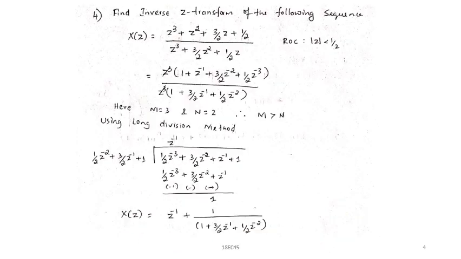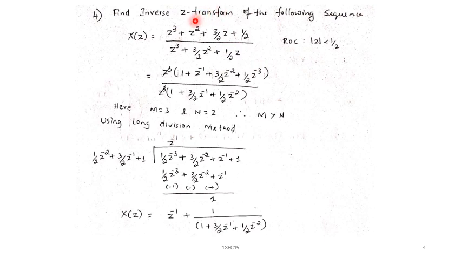So next problem, find the inverse z transform of the following sequence. X of z is equal to z cube plus z square plus 3 by 2 z plus 1 by 2 divided by z cube plus 3 by 2 z square plus 1 by 2 z, with ROC mod z is less than 1 by 2.